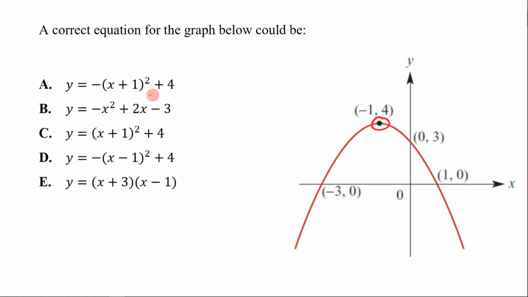So looking at this, I can see many of these are written in turning point form. So let's see if we can write it in turning point form. It's going to be y is equal to, now as you can see it's upside down, so I'm going to have a negative here, and then because I am shifted 1 to the left, it's going to be x plus 1, and then I'm going to square that, and then I'm up 4.